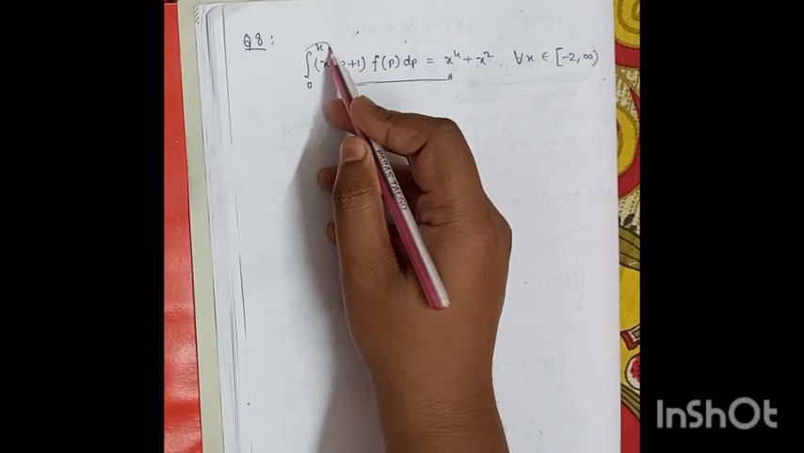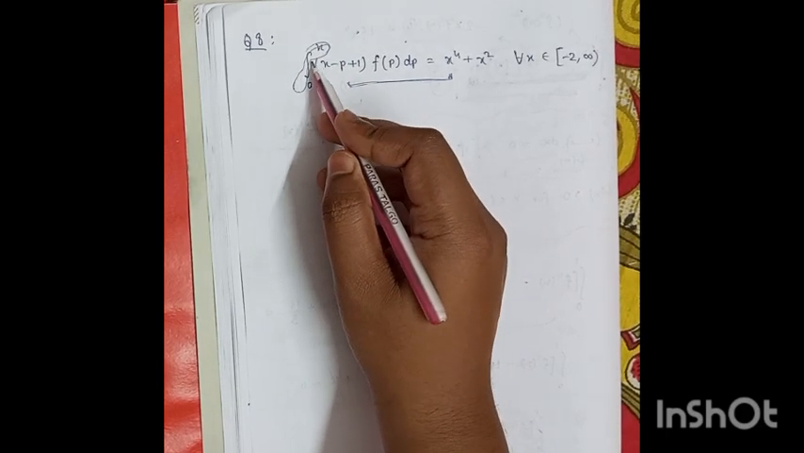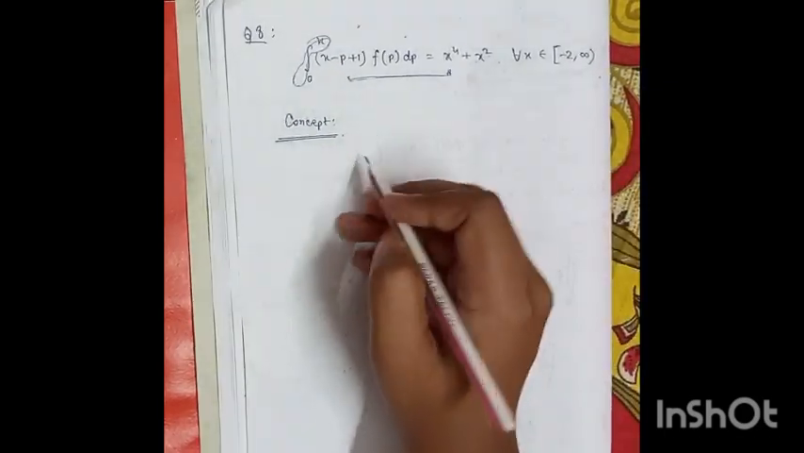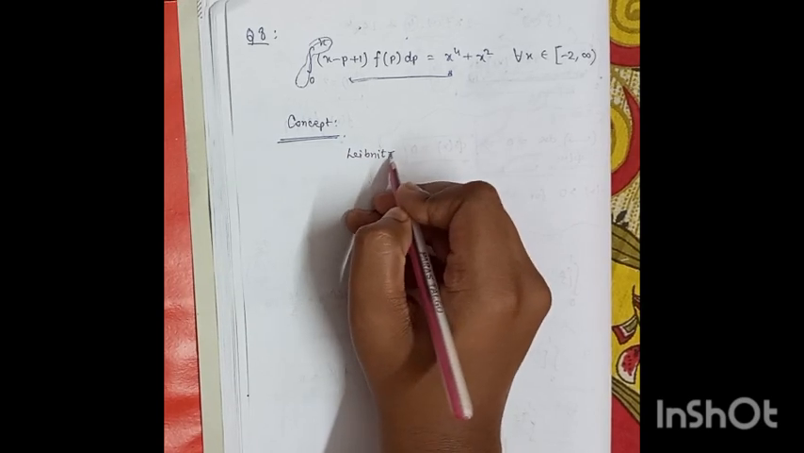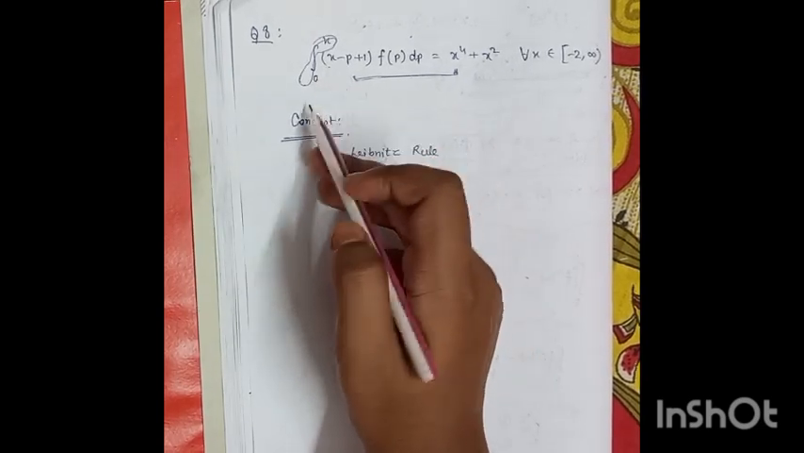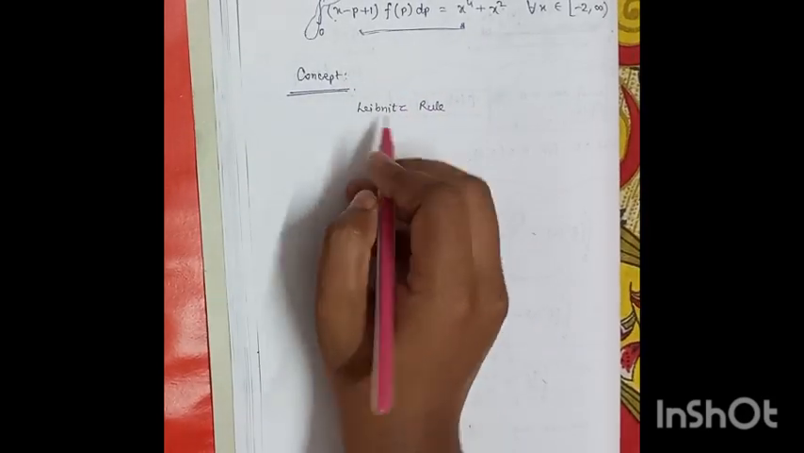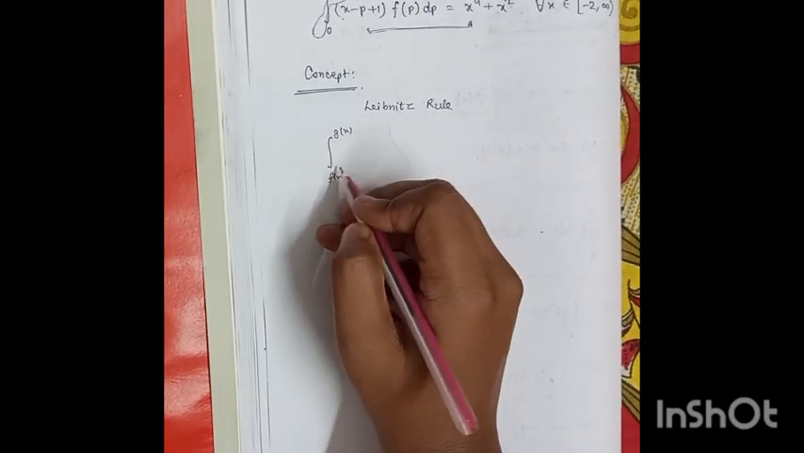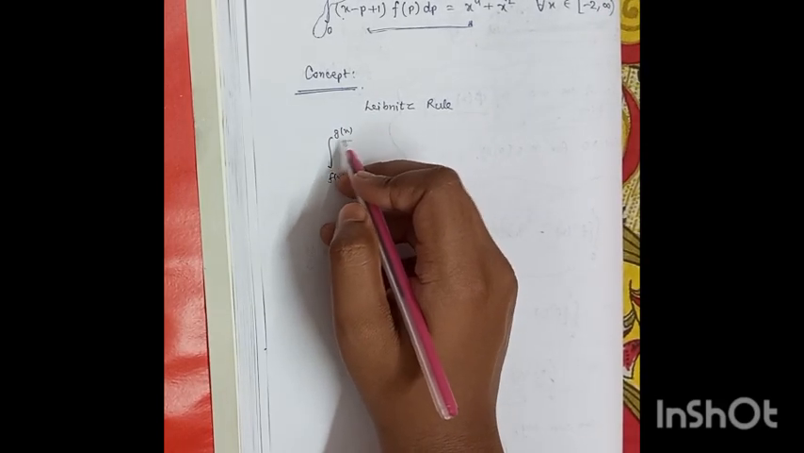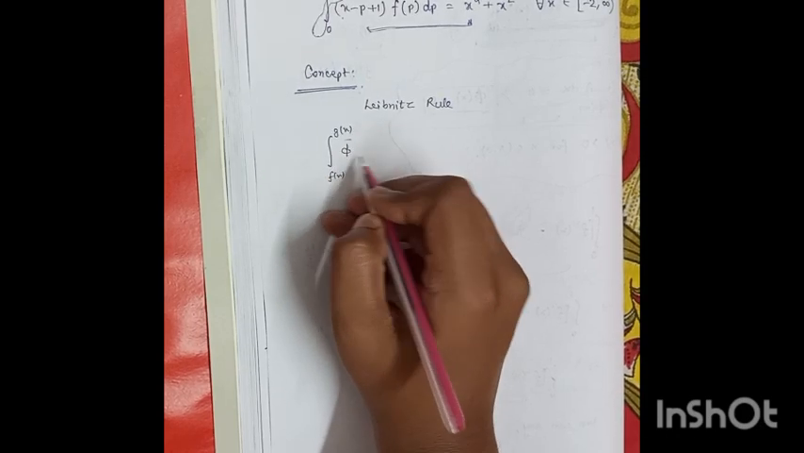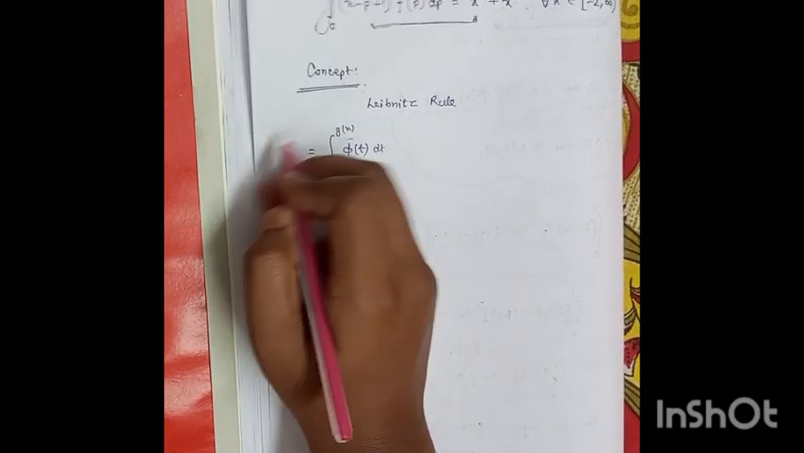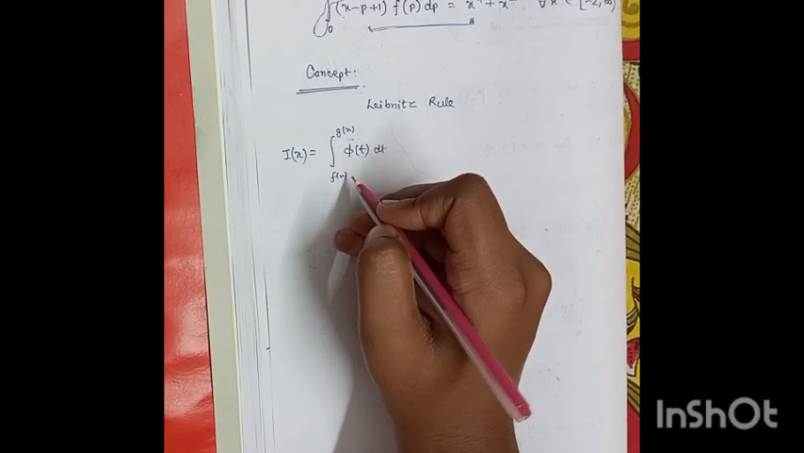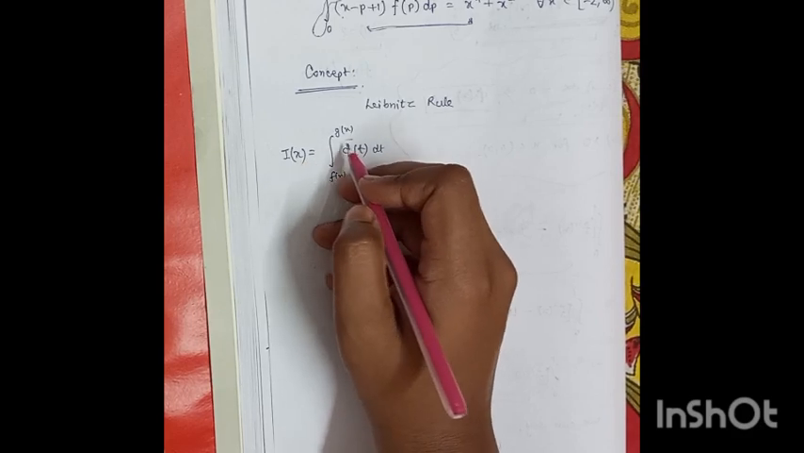The limit here in the integration is variable, so we have to find the concept here. The concept is Leibniz rule for differentiation under the integral sign. So what does this rule say? If we have some function of x as the lower limit, and g(x) as the upper limit, and then we have some function inside, this is an integral which is a function of x, and the limits of this integration are also functions of x.